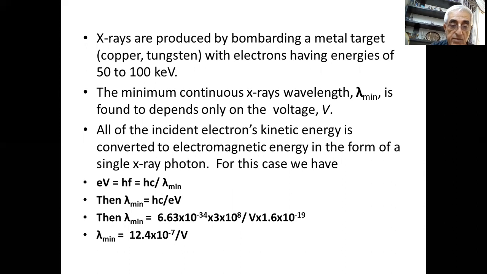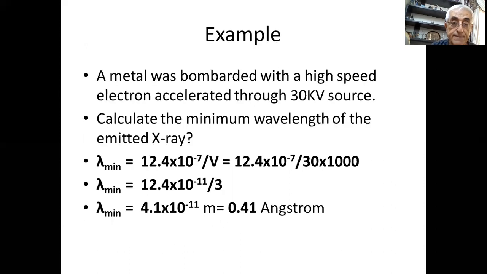Then lambda minimum is equal to 6.63 multiplied by 10 to the minus 34, multiplied by the speed of light, which is 3 multiplied by 10 to the 8, divided by V, multiplied by the charge of the electron. So the result will be lambda minimum equals 12.4 multiplied by 10 to the minus 7 divided by V, the voltage.